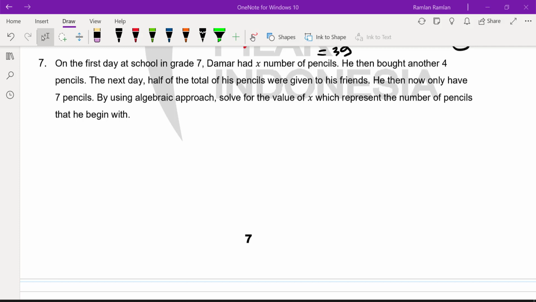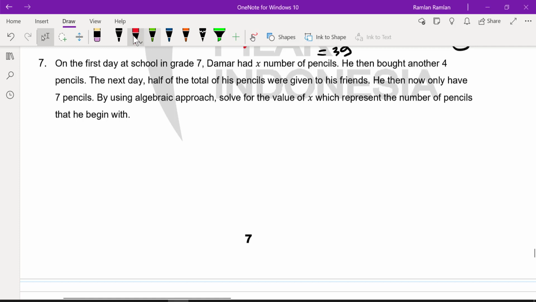Okay, number 7. On the first day at school in grade 7, the mother has X number of pencils. He then bought another 4 pencils. The next day, half of the total of his pencils were given to his friend. He then now only has 7 pencils. By using an algebraic approach, solve for the value of X, which represents the number of pencils that he began with.